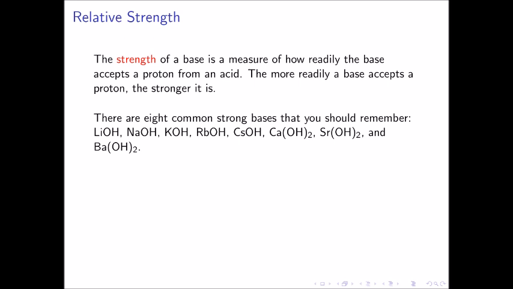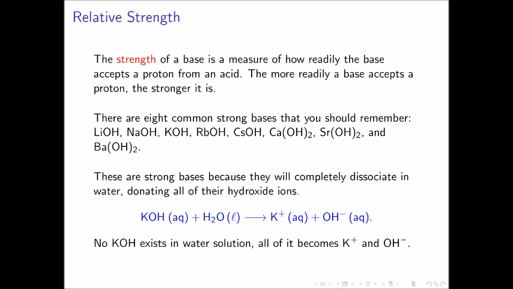First, notice that all of these are hydroxide compounds. The first 5 are group 1 hydroxides: lithium hydroxide, sodium hydroxide, potassium hydroxide, rubidium hydroxide, and cesium hydroxide. The last 3 are group 2 hydroxides: calcium hydroxide, strontium hydroxide, and barium hydroxide. These are considered to be strong bases because they will completely dissociate in water, donating all of their hydroxide ions.